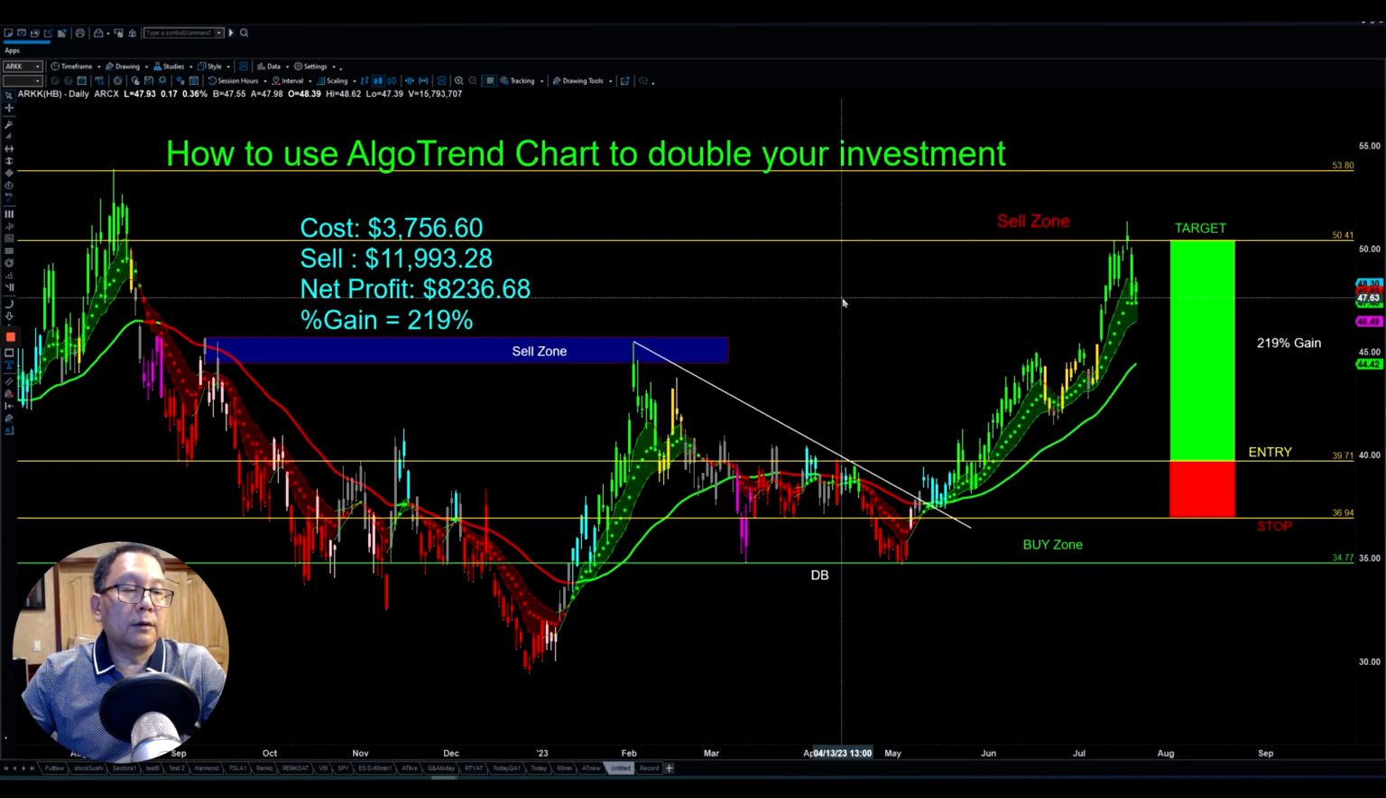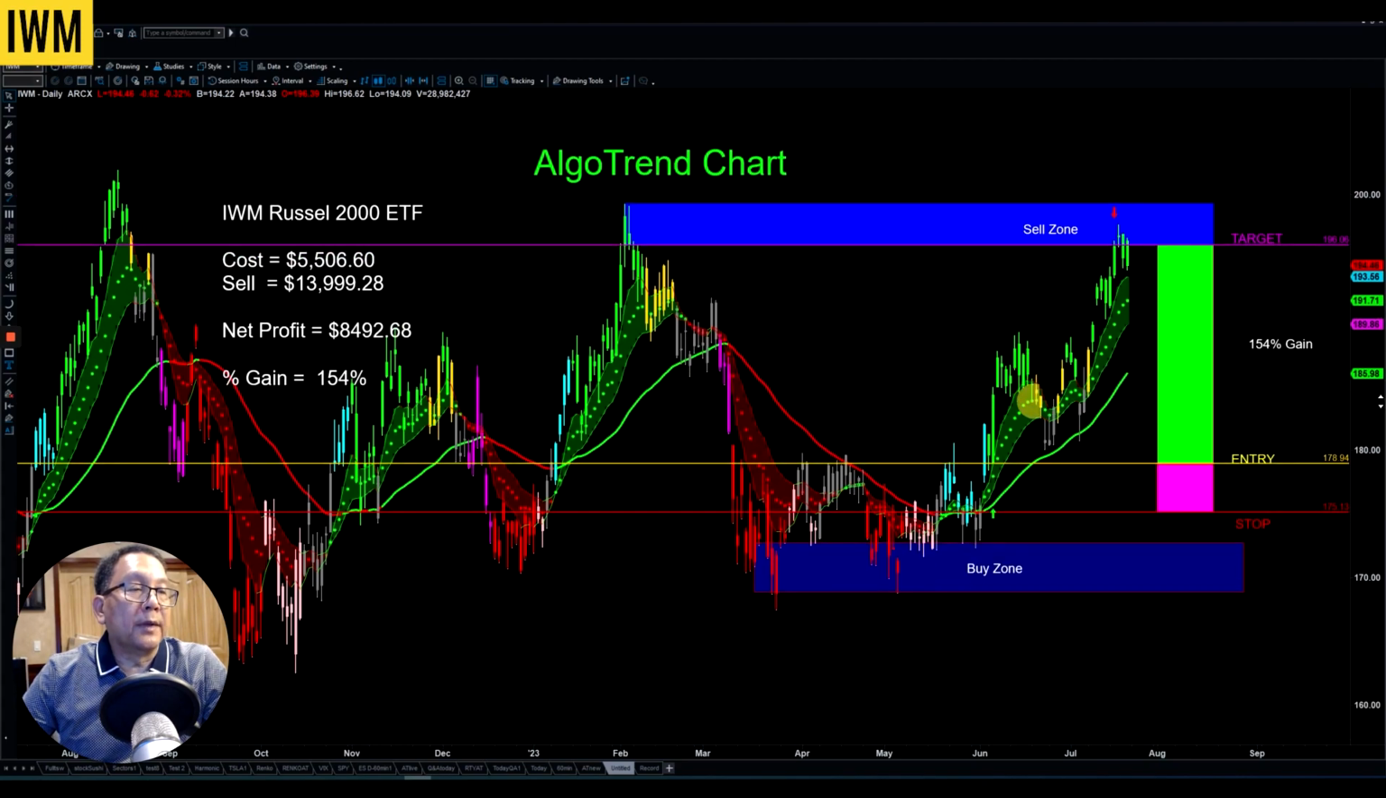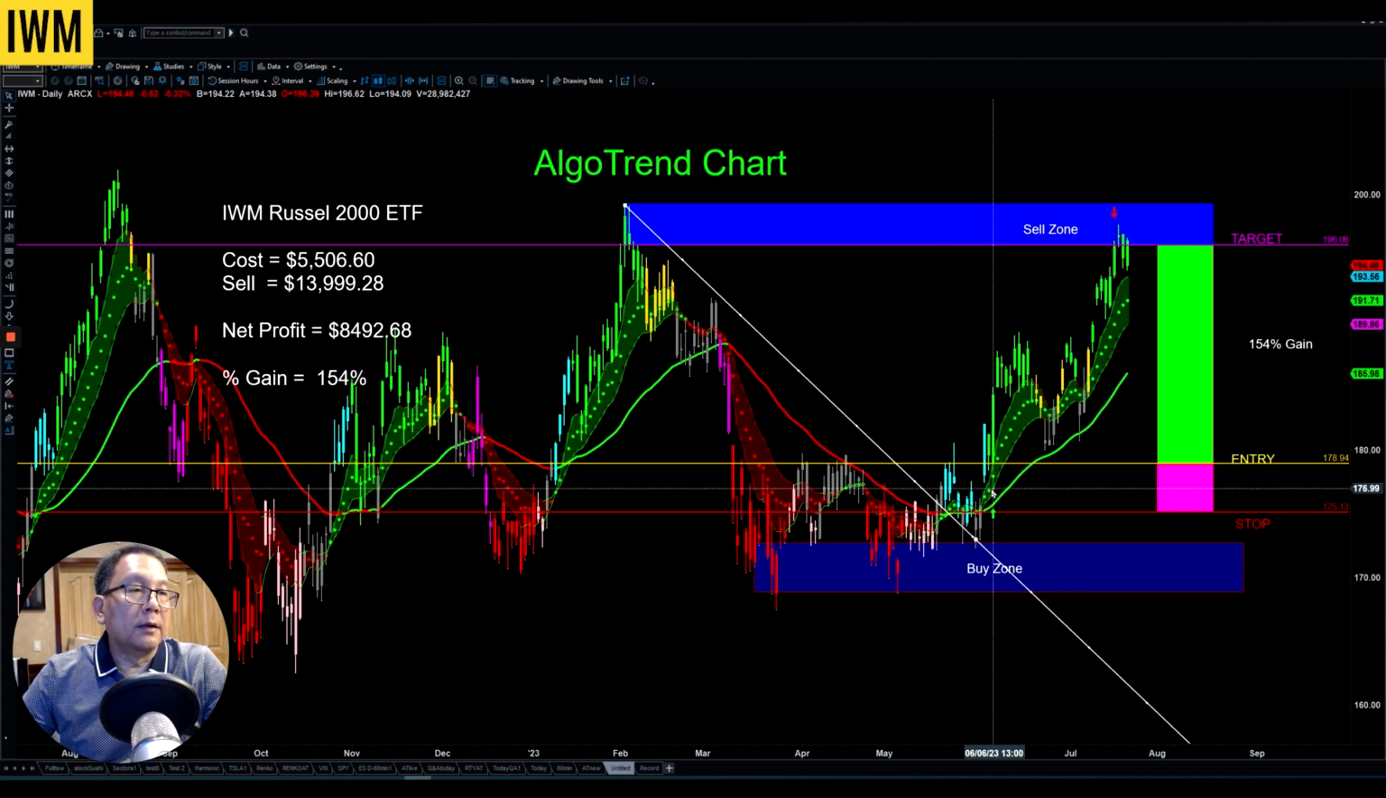Let me give you another example like IWM. So this is another one, the same concept. This one here is called IWM, the ticker symbol for the Russell 2000 ETF. As you can see, after they ran up, they ran down, sideways, choppy. But finally, they were able to break out of a downtrend line here. So the stock tries to make a new high. They pull back to the buy zone, and then they turn around.